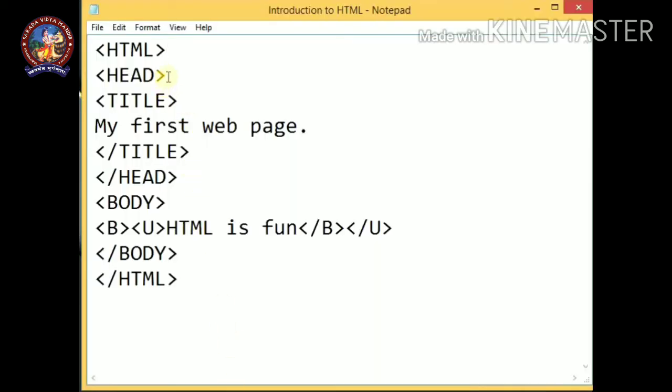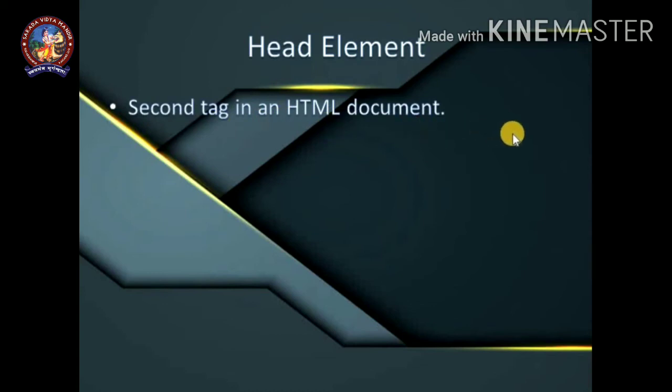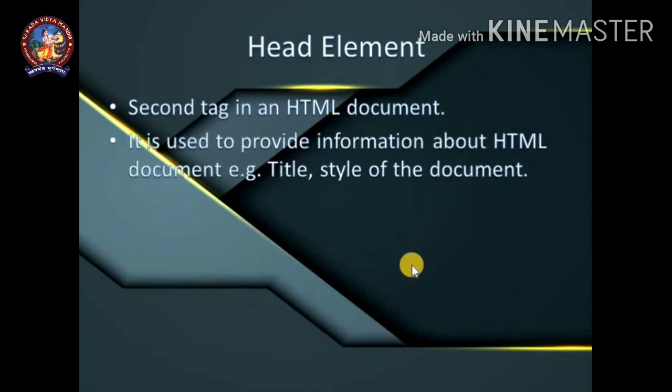Next, we are coming to the head element. So head element, in the coding you can see here, the next second tag or second element we are using here, that is the head element. The head element is the second tag in an HTML document. It is used to provide information about the HTML document, that is title, style of the document, and various more. But the tags and the text we are writing inside the head element will not display directly in the browser.